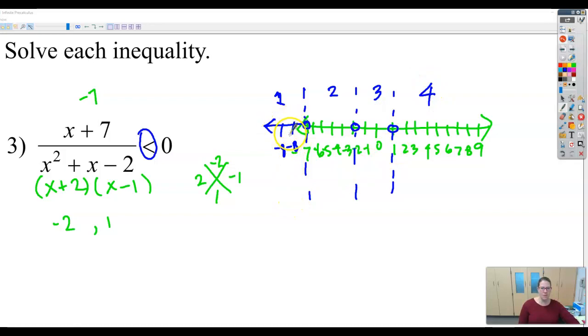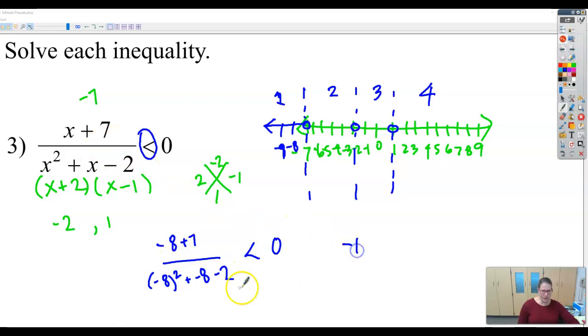So from interval 1, I can choose anything less than negative 7. So let's do negative 8. So negative 8 plus 7 over negative 8 squared plus negative 8 minus 2. I could also put it in here. I could do that form, the factored form, that would work as well. So that would give me negative 1 on the top.